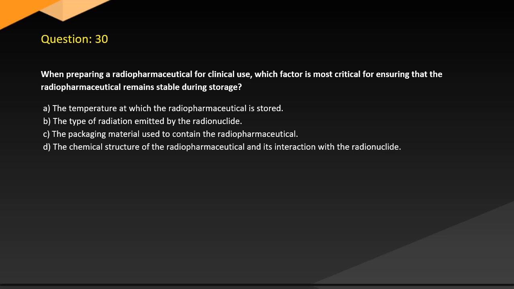Question 30. When preparing a radiopharmaceutical for clinical use, which factor is most critical for ensuring that the radiopharmaceutical remains stable during storage? A. The temperature at which the radiopharmaceutical is stored. B. The type of radiation emitted by the radionuclide. C. The packaging material used to contain the radiopharmaceutical. D. The chemical structure of the radiopharmaceutical and its interaction with the radionuclide.